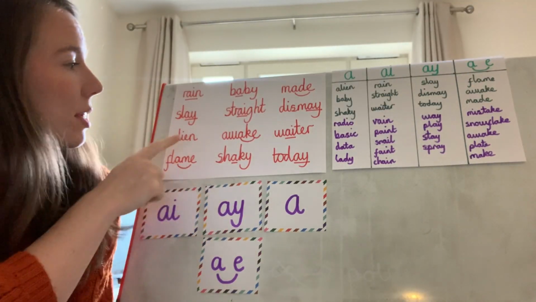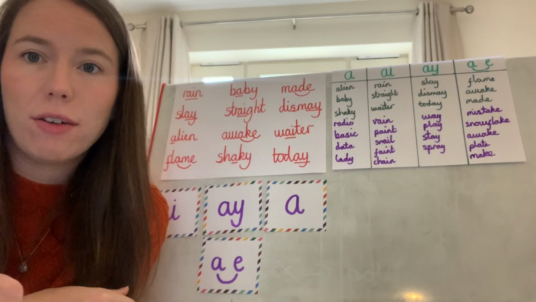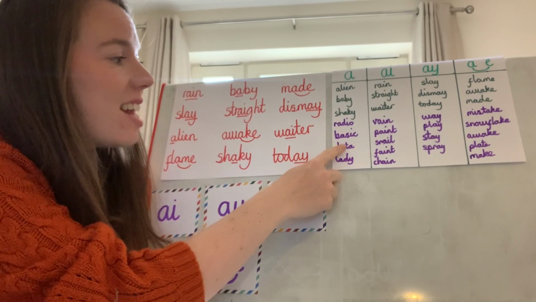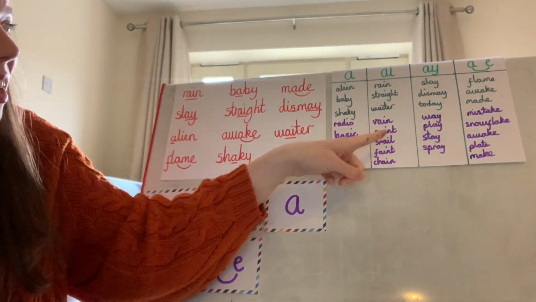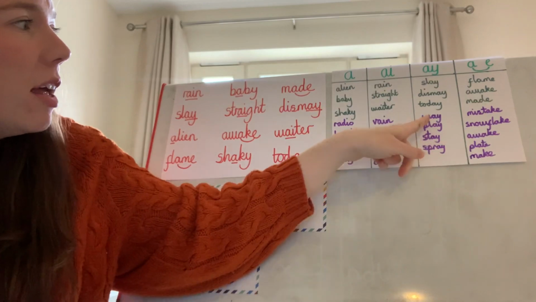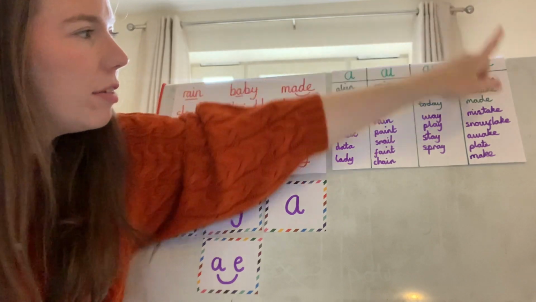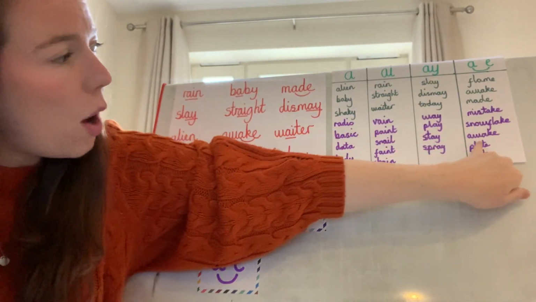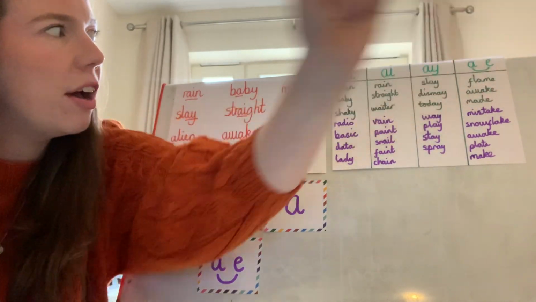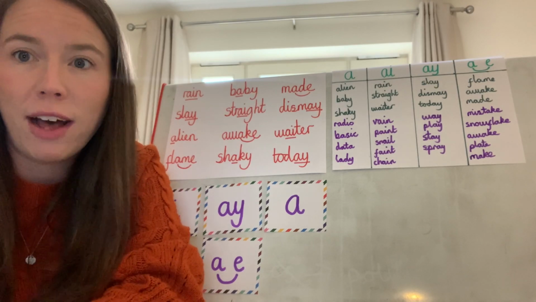Okay, I had a little go at sorting out all the words and putting them into the correct column with the correct way to make the long A vowel sound. I also found lots of other words that I've put in: radio, basic, data, lady, vein, paint, snail, faint, chain. They all have the A-I digraph. Way, play, stay, spray. They all have the A-Y digraph. And mistake, snowflake, awake, plate and make all have the A split E, the split digraph. So they're all the different ways that we know so far of how to make the long vowel sound A.